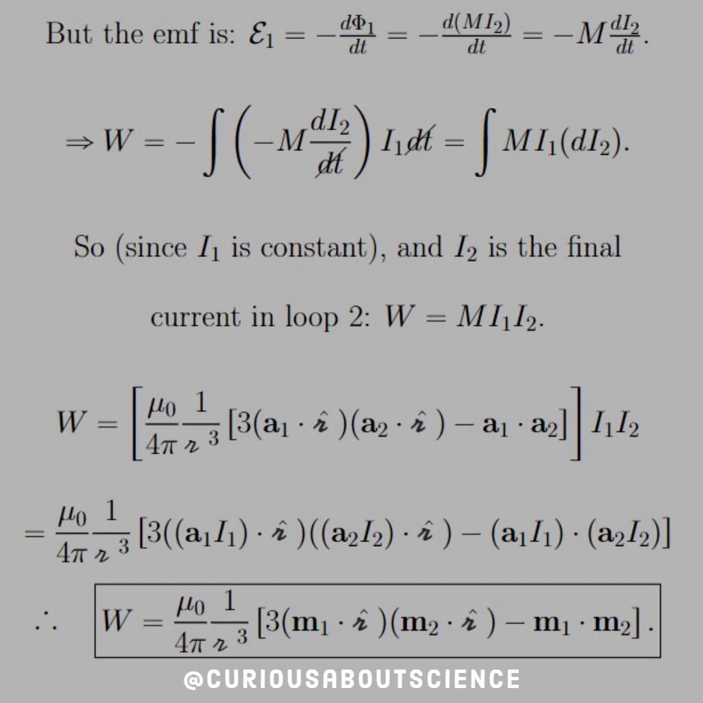What we see is that with this, I1 is constant and I2 is the final current in loop 2. And so with I1 being constant, we can move it out of the integral. And then the dI2 undoes itself with the integral. And we're left with work is equal to the mutual inductance times both of the currents. Okay, that's easy to deal with. We already found what the mutual inductance was. Now just multiply by both of the currents.